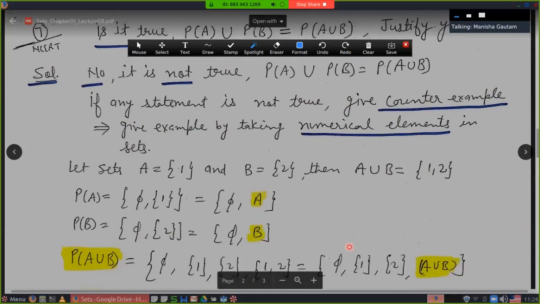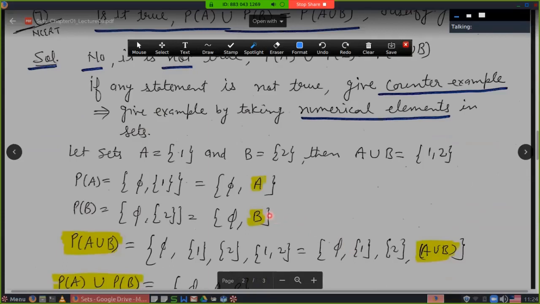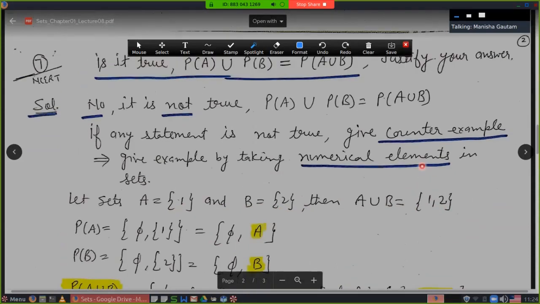Now I have taken set A having element 1, set B having element 2, and then A union B will be what? Combine the elements of A and B, that is 1 and 2 are written in A union B. Now in the question it is asked: power set of A union power set of B, and power set of A union B.